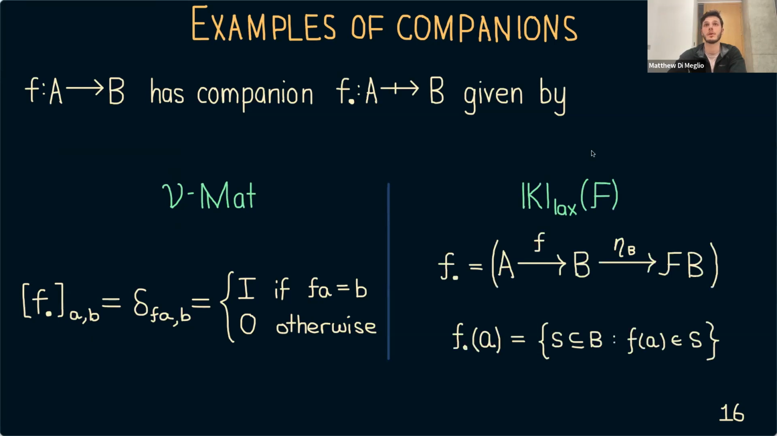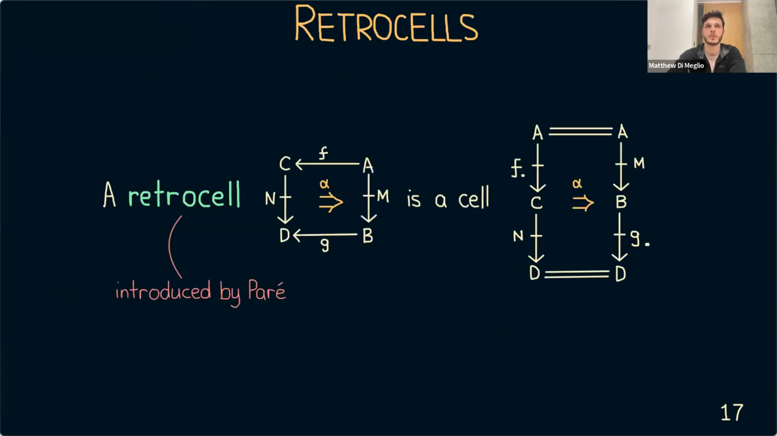Then in the lax Kleisli double category case, the companion of F is going to be the Kleisli map from A to B. So it's a function from A to filters on B that sends each point in A to the filter on B of all subsets of B that contain F of A. So this is a filter on B. So this gives you some sense of what companions might look like.